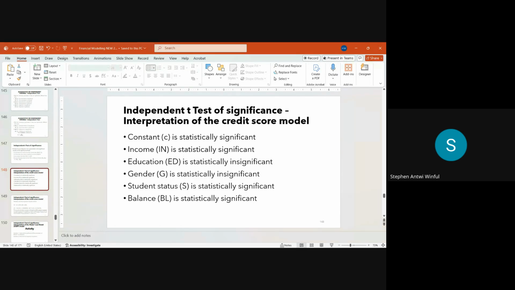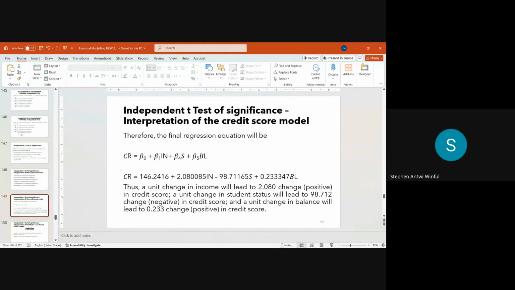balance of the person's credit card also does explain the change we see in the credit score of an applicant. And so based on this, we can now derive our final regression model. See, the other one was our estimable model or our hypothesized model, our framework.